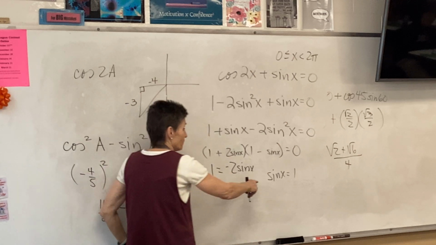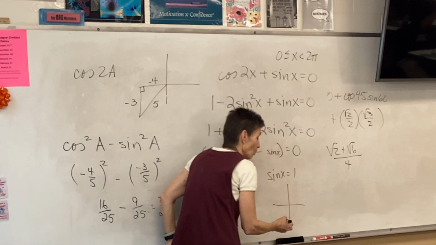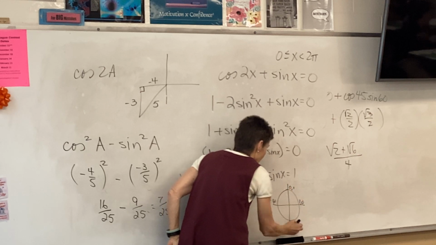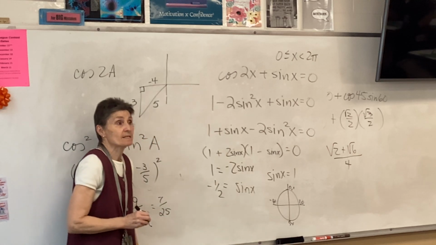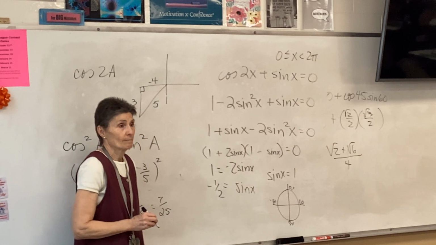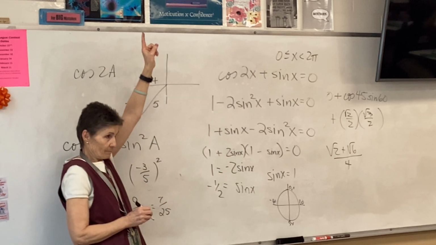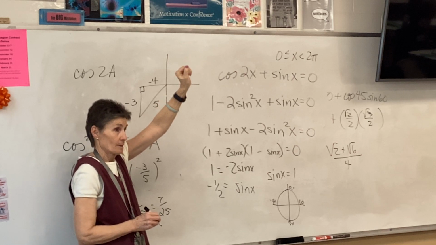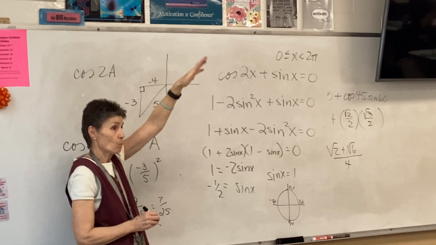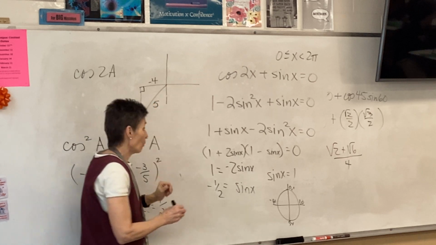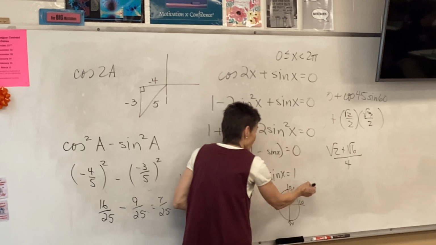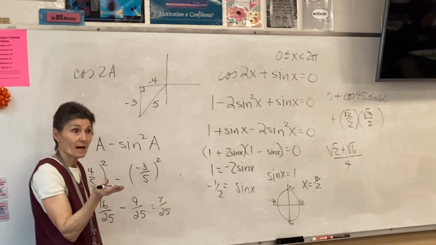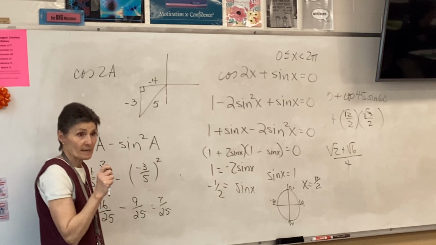Let's do this one first. Remember, when sine is 1 or 0, you're somewhere on the circle. So where would the sine be 1? Pi over 2. I'm going to say it one more time. Sine is y. You have to remember that. Sine is y. So y is 1 right here. What angle is that? Pi over 2. In degrees, it would be 90. We're in radians.